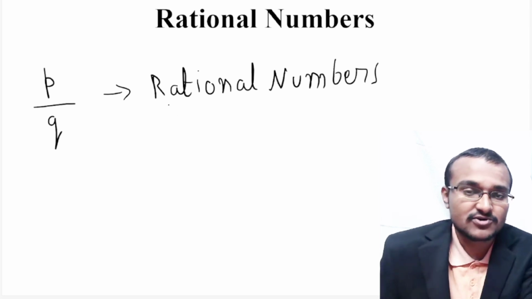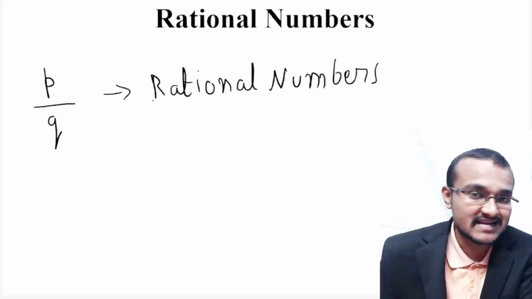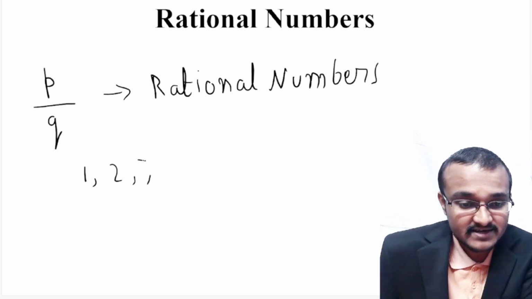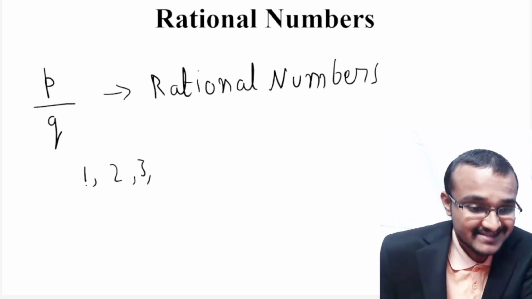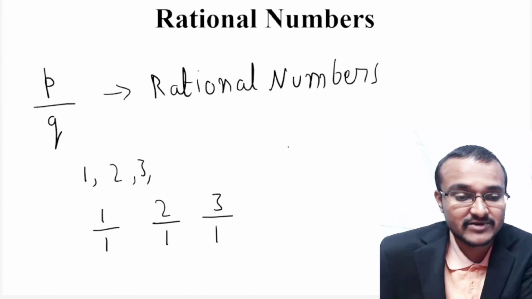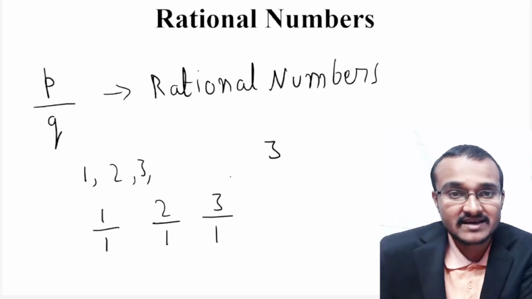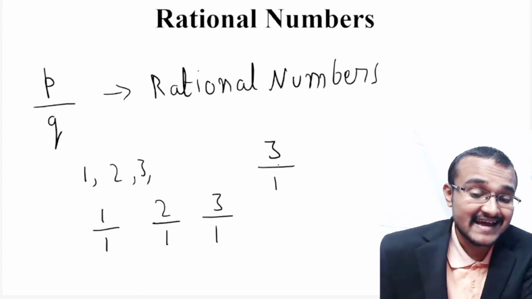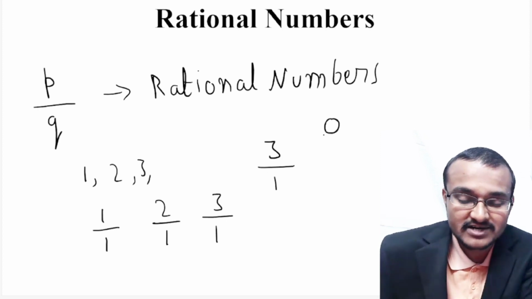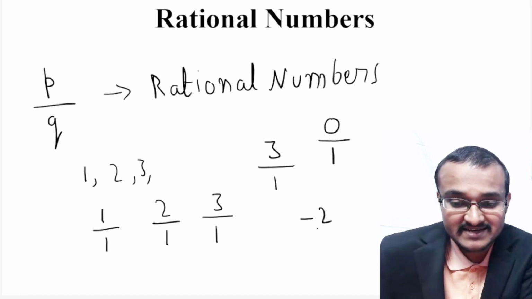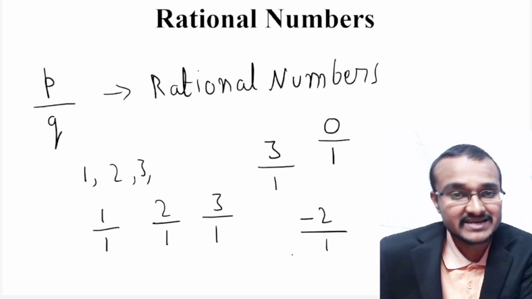All natural numbers, all whole numbers and all integers can be called rational numbers. Natural numbers start from 1 and have no ending, but 1 can be written as 1 by 1, 2 can be written as 2 by 1, and 3 can be written as 3 by 1. If we write a number like 3, then in the denominator there will be 1 by default. Similarly for whole numbers, and even for any integers, there will be 1 in the denominator.